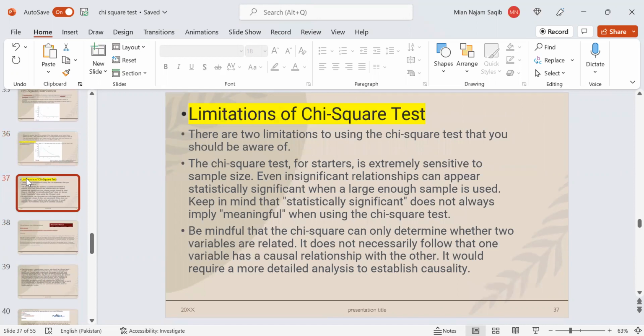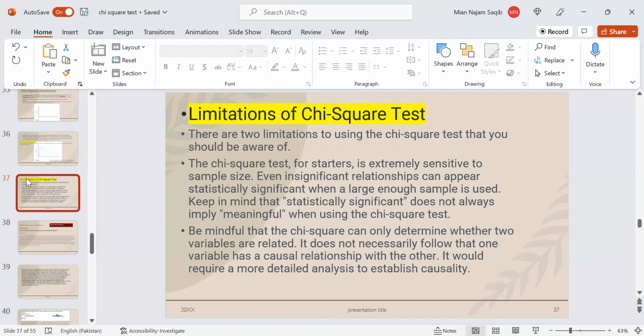Limitations of the chi-square test. There are 2 limitations to using a chi-square test that you should be aware of. The chi-square test, for starters, is extremely sensitive to sample size. Even insignificant relationships can appear statistically significant when a large enough sample is used. Keep in mind that statistically significant does not always imply meaningful when using a chi-square test.